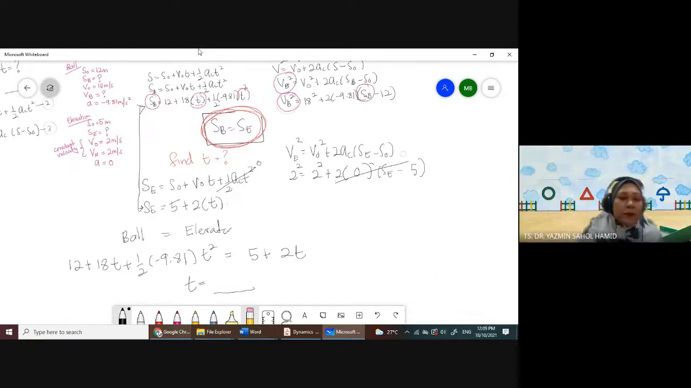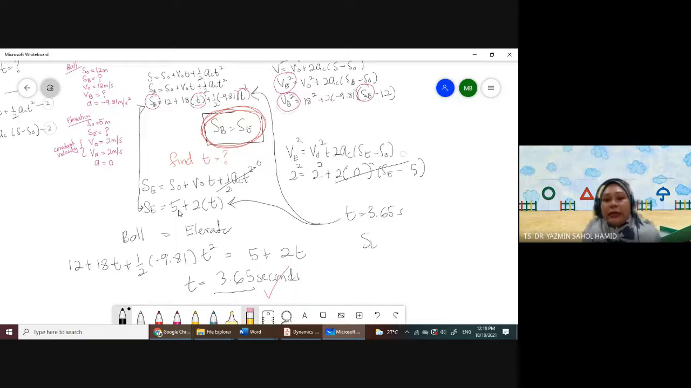3.65. Betul? 3.65 berapa? Seconds. Okay, that's the correct answer. So after that, you can put the answer T that you get, 3.65 seconds, into this equation or this equation and you can get SE. And you also can get SB. And you know that both of these answers are the same.